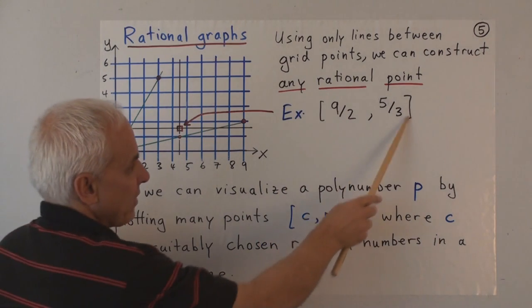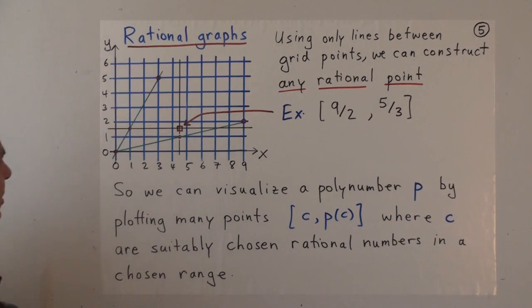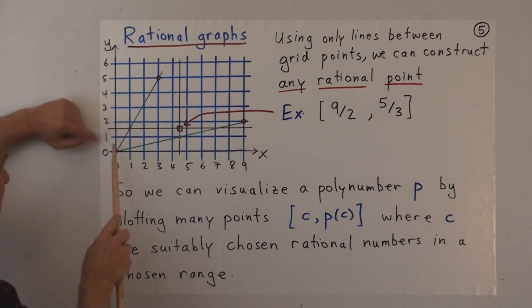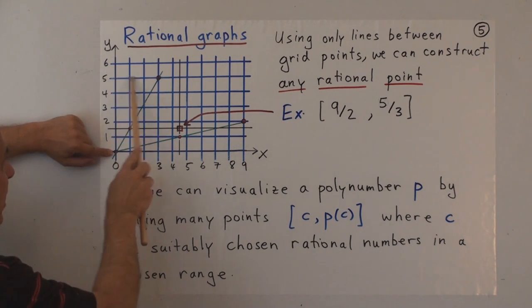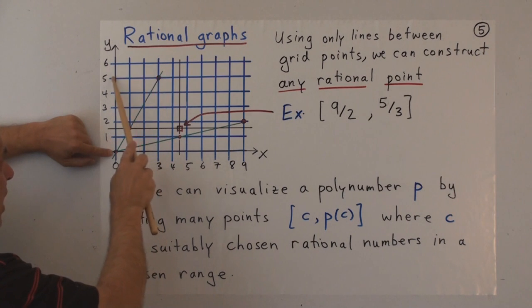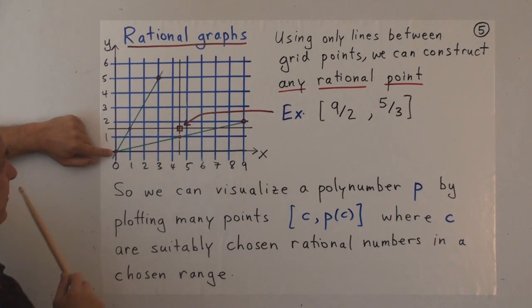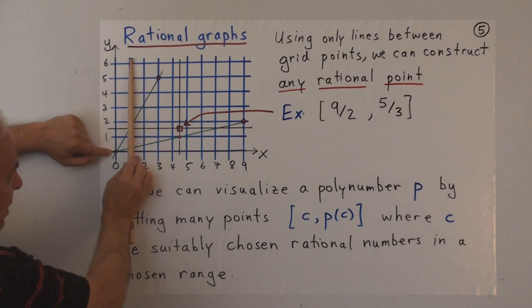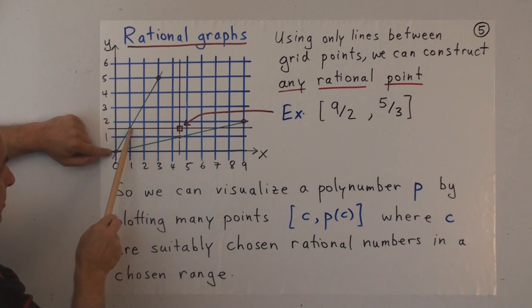In a similar way, if we want to get 5/3 in this direction, I make a rectangle that goes 5 this way and 3 this way. So this rectangle right here is the point with y coordinate 5 and x coordinate 3. I draw the line connecting the origin, and I see where that line meets the line x equals 1, in that point there.